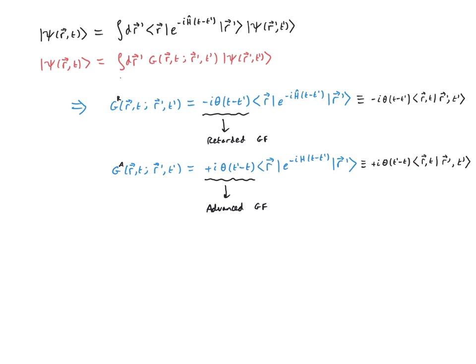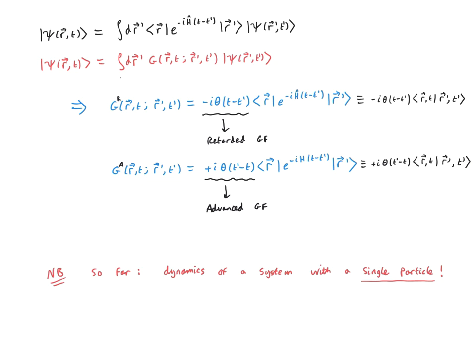We see, therefore, that the Green's function is basically associated to the probability amplitude of finding a particle in a state r and t, given that it started at r' and t'. The retarded Green's function is the one where t is greater than t', and the advanced Green's function is the one where t' is greater than t. So for the retarded function, we start off in the state r' and t', and we move forward in time to r and t, whereas for the advanced Green's functions, we start in the state r and t and move forward in time to r' and t'.